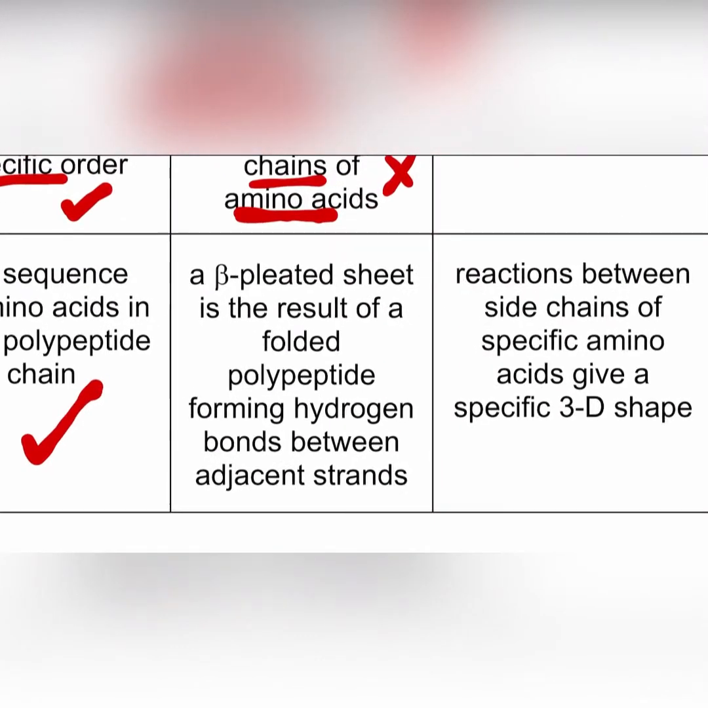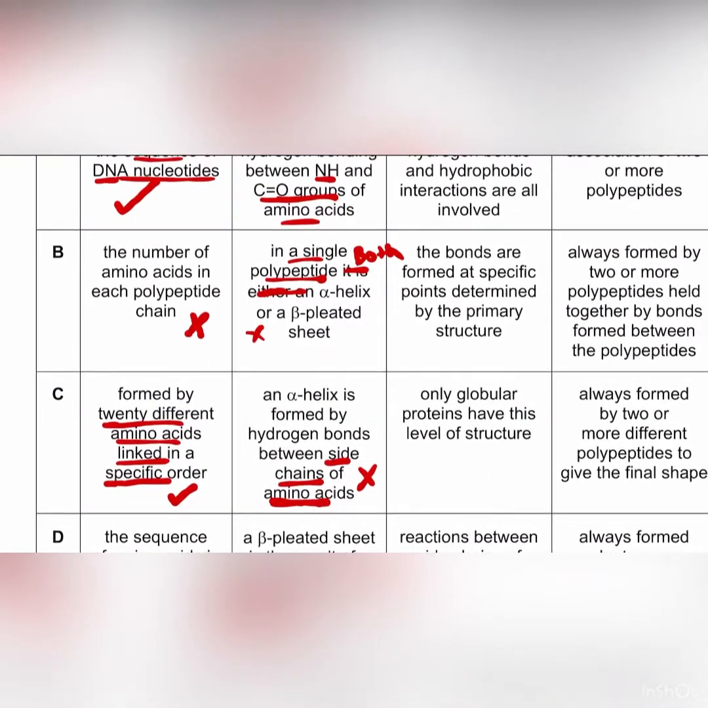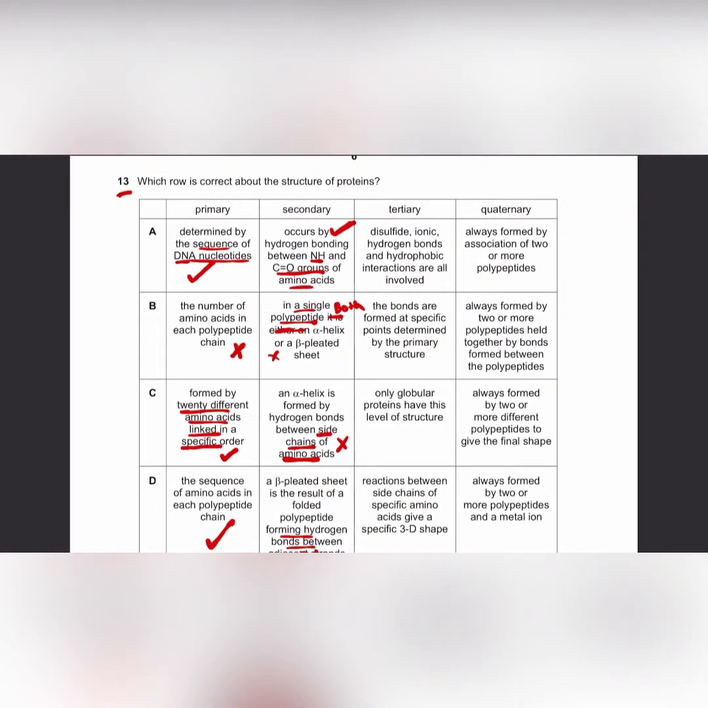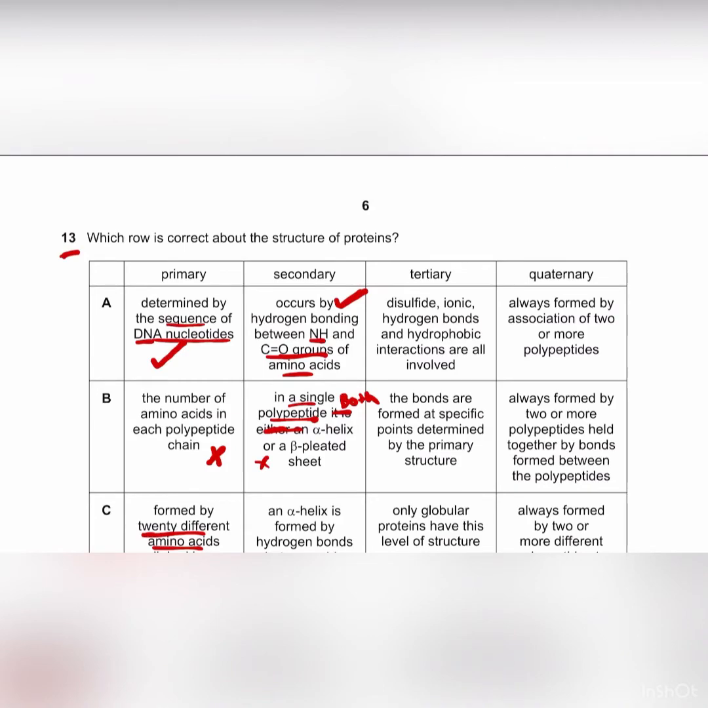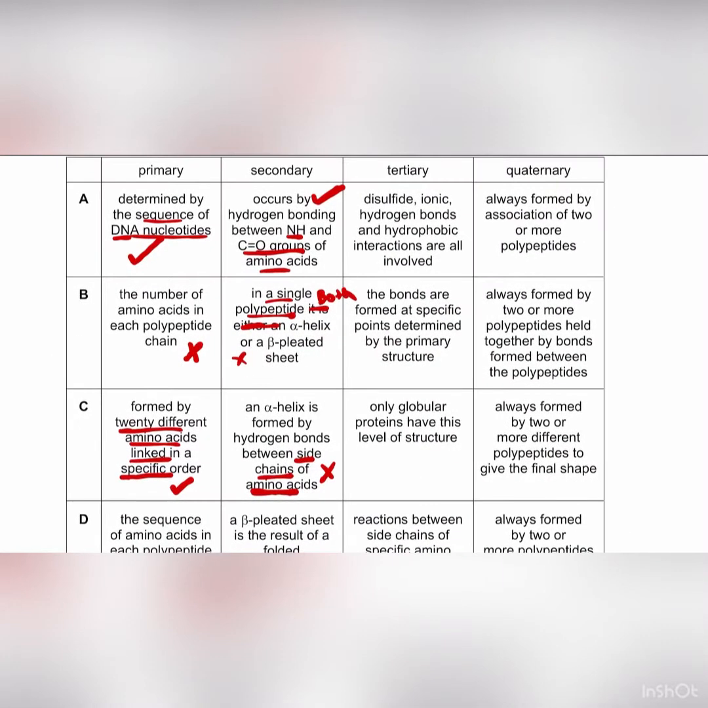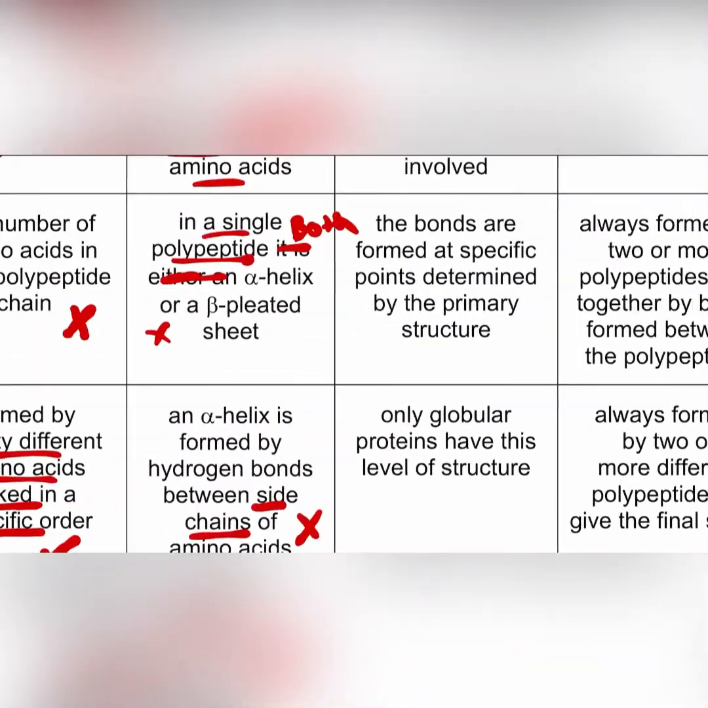Okay, a beta pleated sheet is the result of a folded polypeptide forming hydrogen bonds between adjacent strands. This is wrong. Not adjacent strands, it is the same strand. Adjacent means that they are talking about hydrogen bonding between 2 or 3 neighboring strands. When we talk about secondary structure, it always forms within the strand, not between the strands. I hope you get this point. We are talking about a single strand. This means that the option is A, because the remaining options include the statements of secondary structure which are wrong.